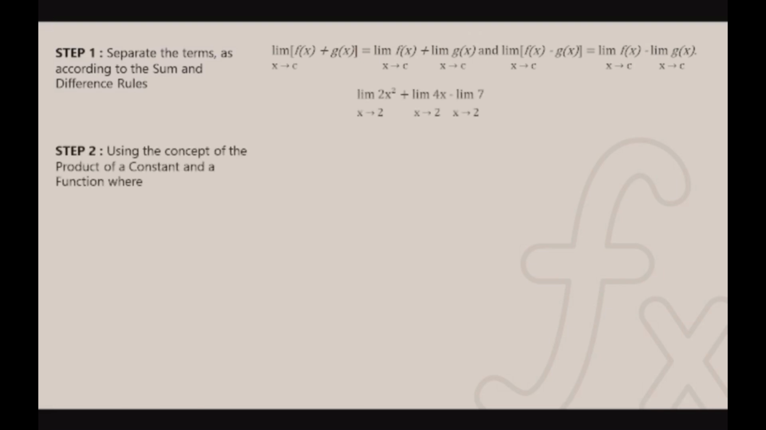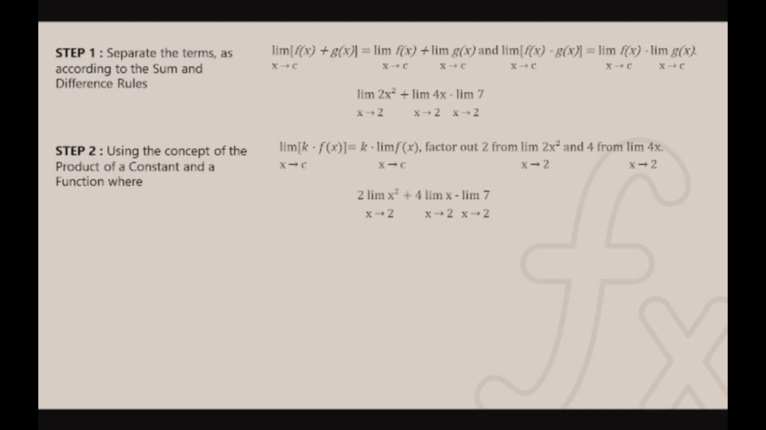Step 2. Using the concept of the product of a constant and a function, where the limit of k times f of x as x approaches c equals k times the limit of f of x as x approaches c, factor out 2 from the limit of 2x squared as x approaches 2, and 4 from the limit of 4x as x approaches 2.